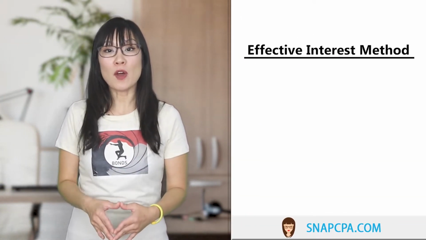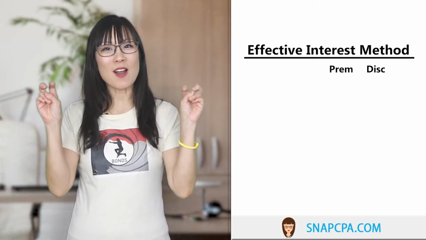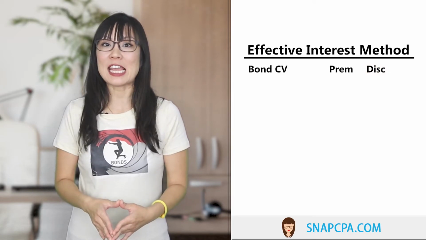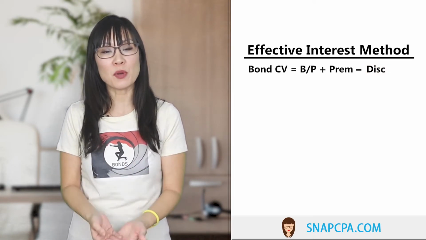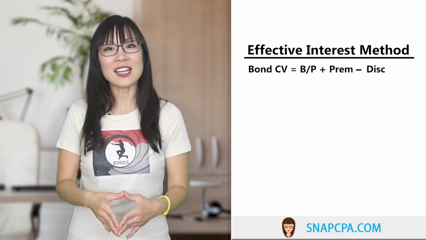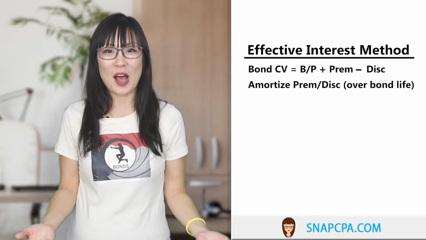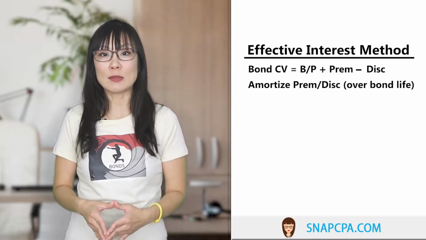In this video, we'll learn to calculate interest expense and premium amortization using the effective interest method. So far, we've learned that bonds can be issued at a premium, discount, or at par. When bonds are issued at a premium or discount, this directly affects the carry value of the bonds, which is calculated as bond payable plus the premium or minus the discount. In today's lesson, we'll learn that the premium or discount gets amortized over the life of the bond, which changes the carry value of the bond each time we record amortization.